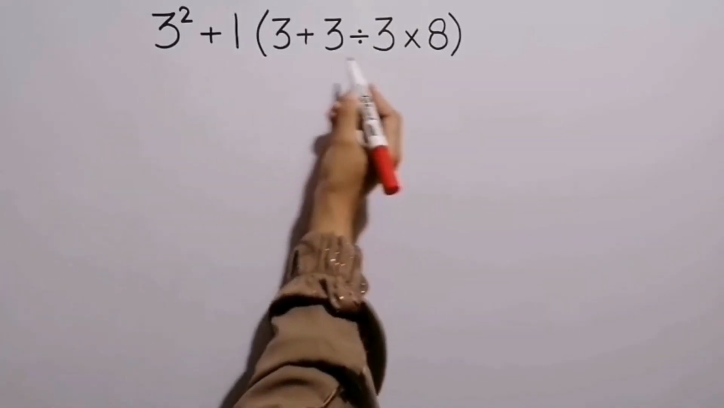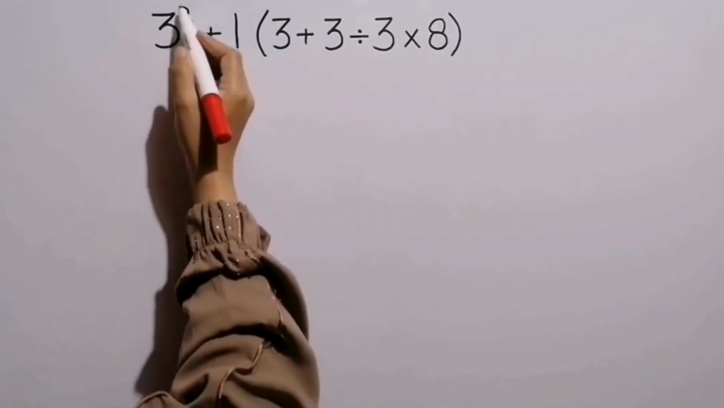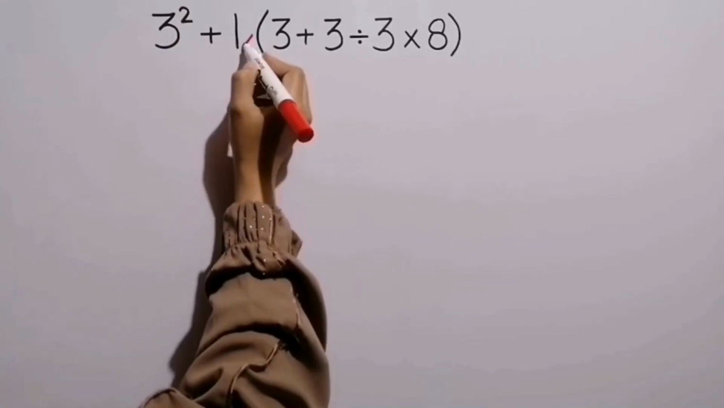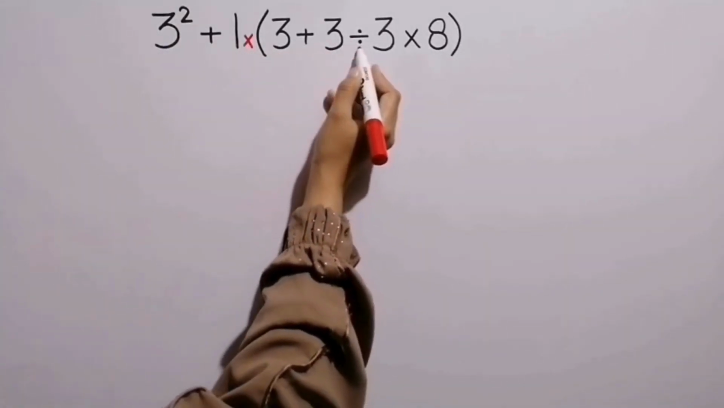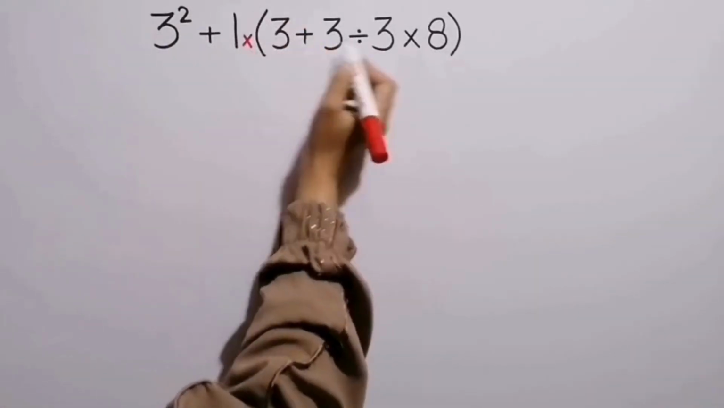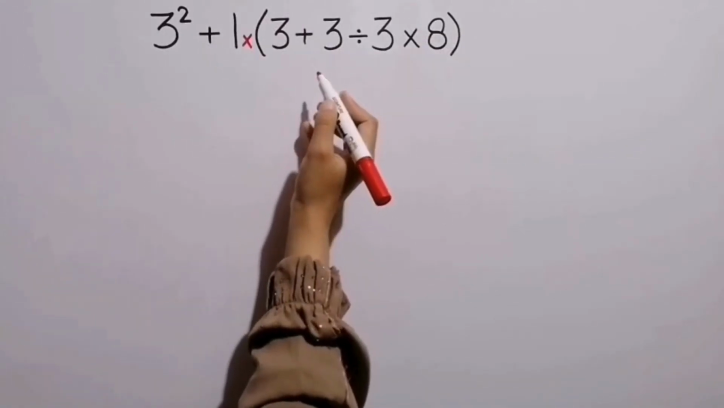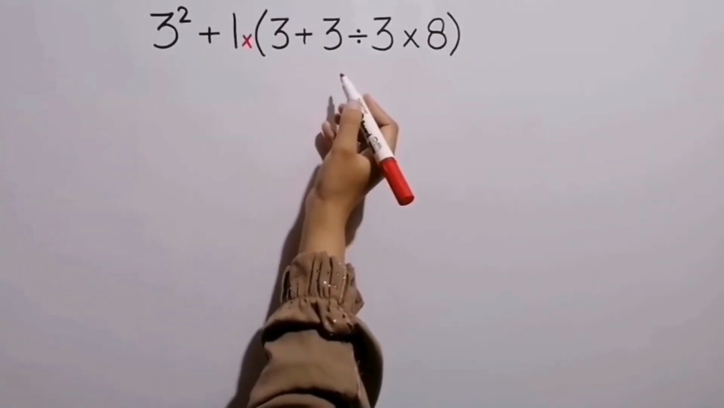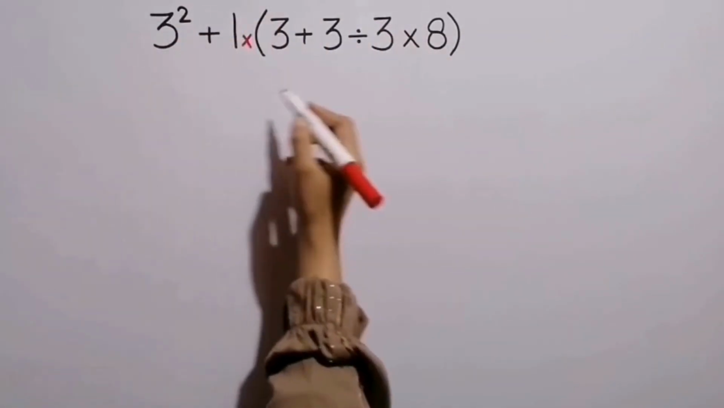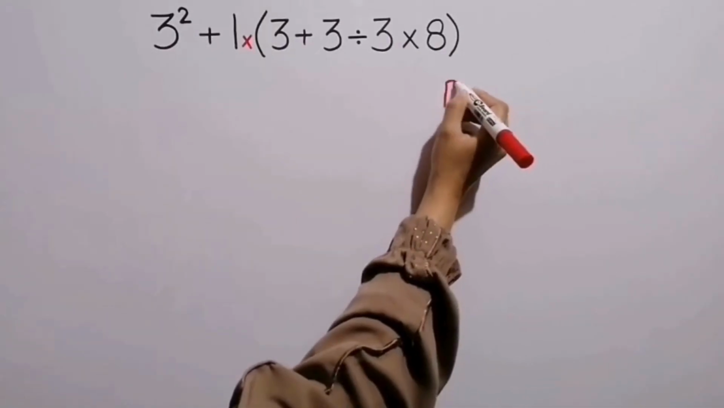What is the value of the expression 3 to the power of 2 plus 1 then times (3 plus 3 divided by 3 then times 8) inside the parentheses? There's one step your brain will skip. Don't let it happen. To solve this question, we need to follow the order of operations, which is PEMDAS.